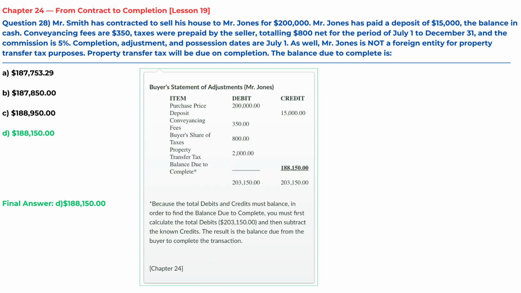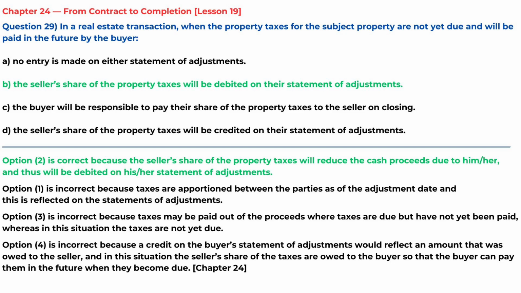The result is the balance due from the buyer to complete the transaction. Question 29. In a real estate transaction, when the property taxes for the subject property are not yet due and will be paid in the future by the buyer. Option 2, B, the seller's share of the property taxes will be debited on their statement of adjustments is correct, because the seller's share of the property taxes will reduce the cash proceeds due to him or her, and thus will be debited on his or her statement of adjustments.